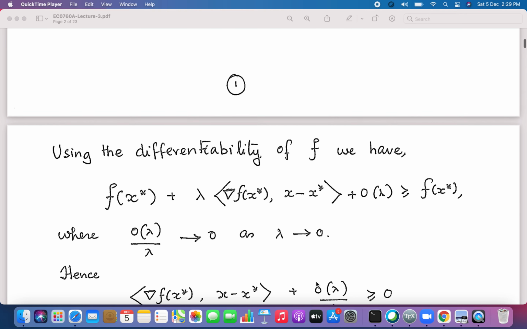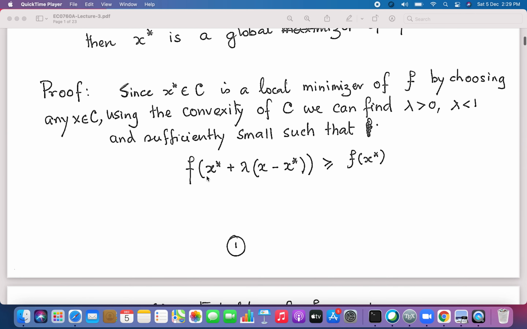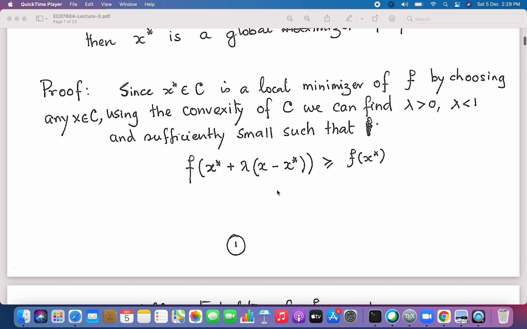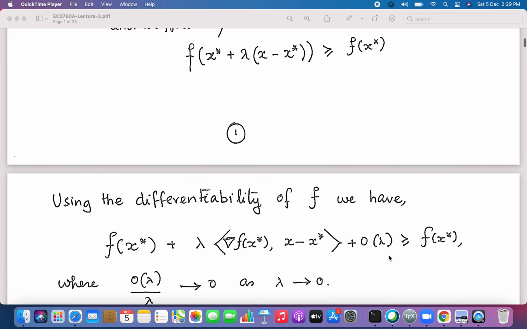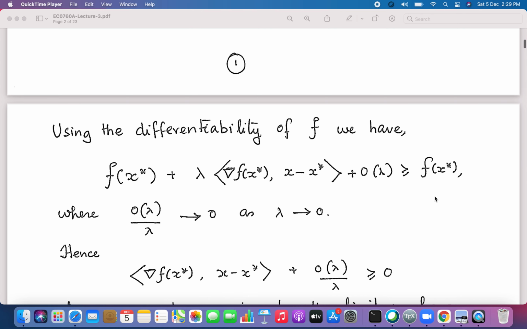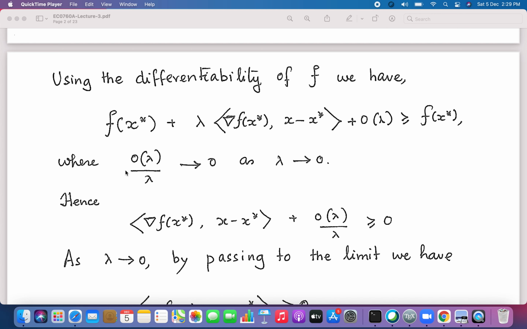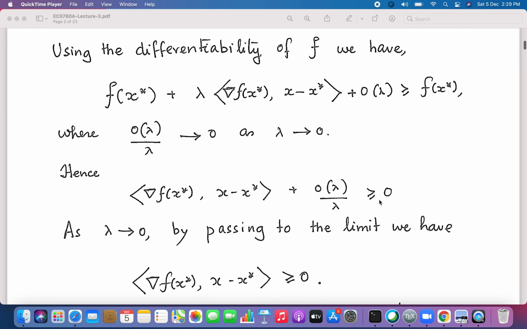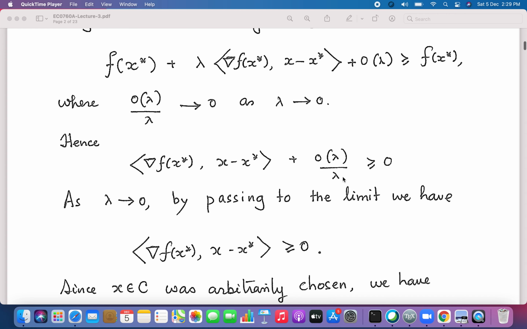Now you apply the definition of differentiability of f to get this result, because you can write f of x star plus lambda (x minus x star) as f of x star plus this, plus some o(lambda) quantity, and that is greater than or equal to f of x star. So f of x star cancels from both sides, and as lambda goes to 0, you know what this means. Here f of x star cancels, we have this, and from here we have this, and then taking the passage to the limit as lambda tends to 0, I have this.